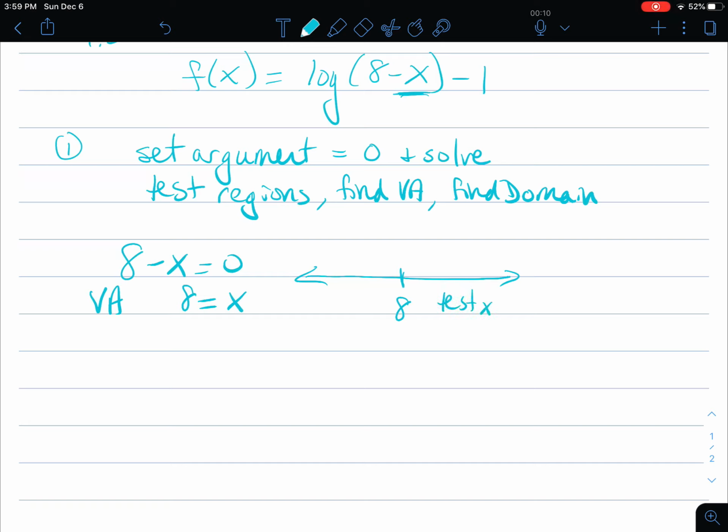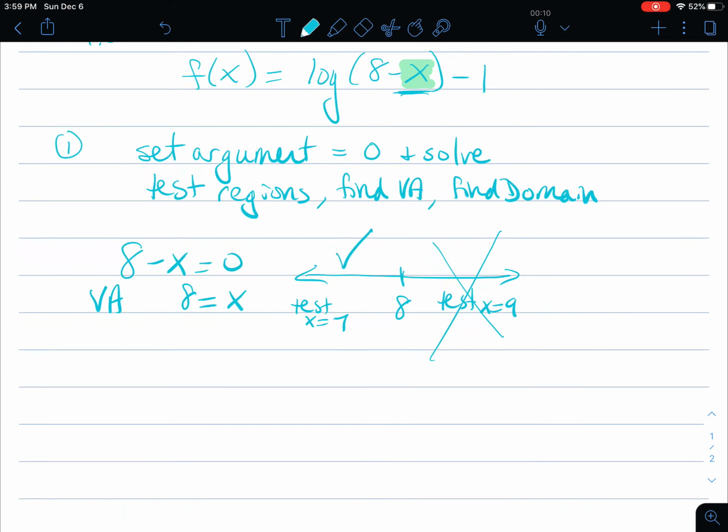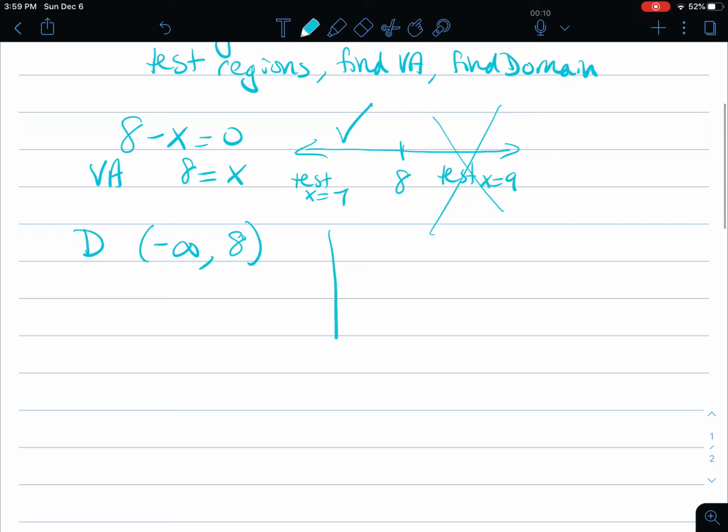So let's test where x is 9, that's the region on the right, and then I'm going to test x equals 7. If I plug in 9, 8 take away 9 is negative. That means we may not use anything to the right of the vertical asymptote. If I plug in 7, 8 take away 7 is positive. So this is our domain. We'll say the domain is from negative infinity all the way up to that vertical asymptote of 8. Now we start the graphing process.